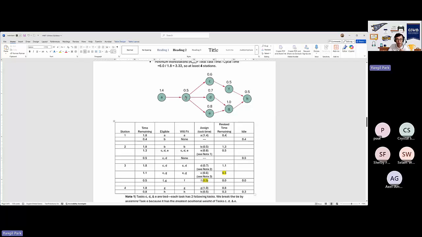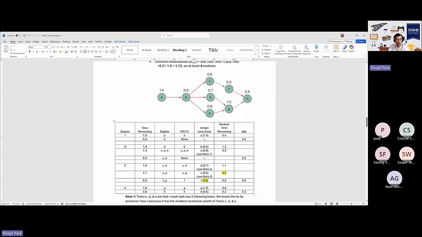Then we're going to move to task B. So task B is 0.5. So 0.5 is bigger than 0.4, right? So we cannot put task B into station 1. So we have to let it just sit there for 0.4 minutes. So that's what I mean by 0.4 in the idle column.